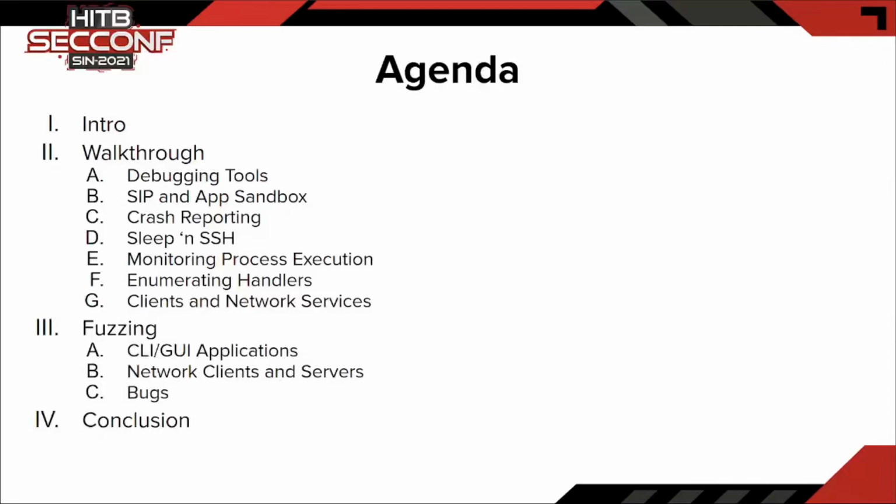So fuzzing command line apps, fuzzing GUI apps, fuzzing network clients and servers, and some of the bugs from that, and then wrap up with a conclusion.